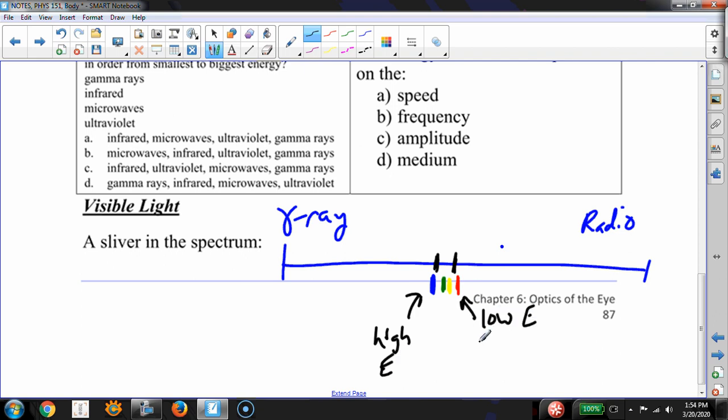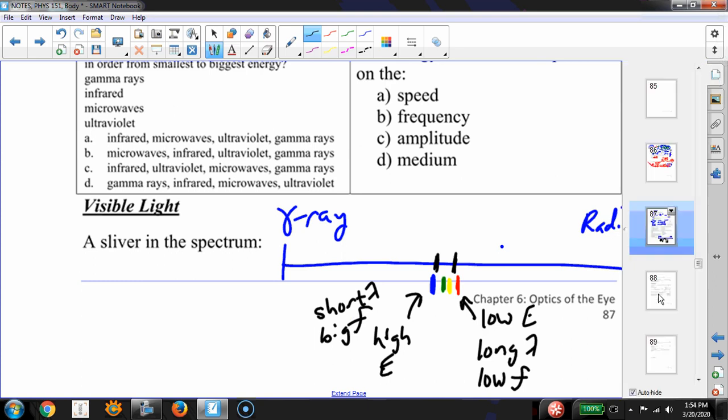Red light also, by the way, has a long wavelength and a low frequency. And then blue light has a short wavelength, or small wavelength, and a big frequency, or high frequency. Okay, so you also need to know about visible light and how it fits within the larger electromagnetic spectrum.